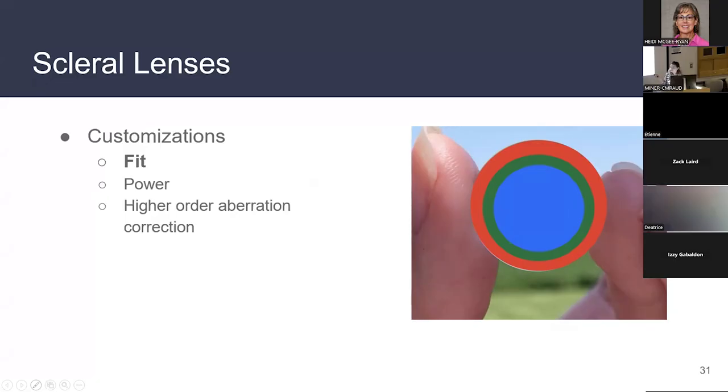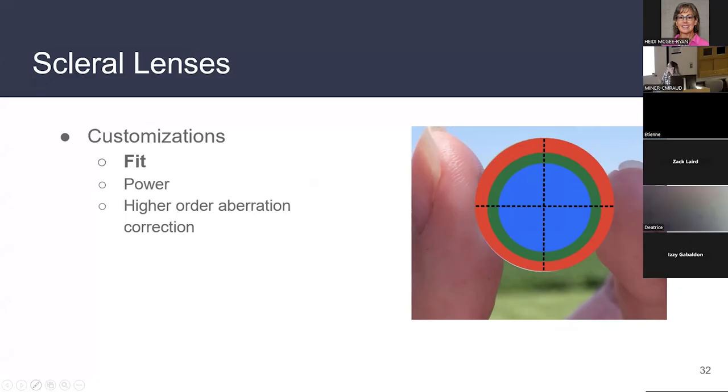However, if that's not enough, we can change each of these four quadrants individually. So I can change this quadrant and this quadrant, but leave these alone, which is great for irregular corneas because oftentimes they're not symmetrical. So just being able to change maybe these two might not be enough. I need to change just one. Well, with the innovations they've made within scleral lenses today, I can do that.